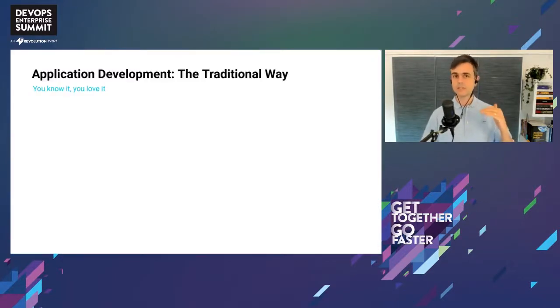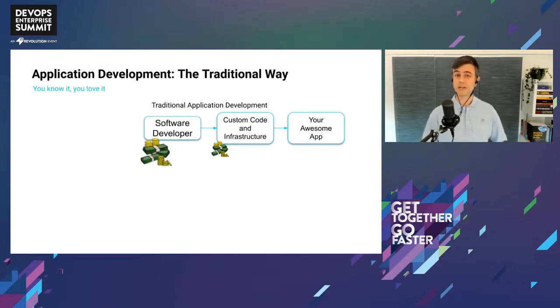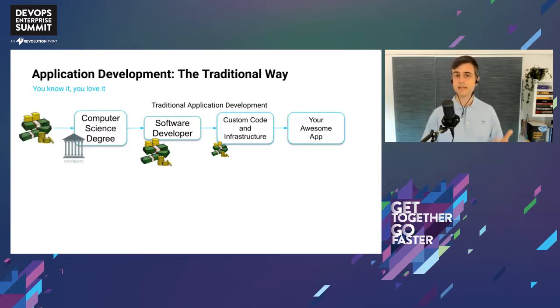So let's look first at traditional application development. You want to build an awesome app. How do you do it? First, you need to build custom code and infrastructure. And that's going to cost you some money, of course, but you need a software developer to do it. And they're going to cost a fair amount of money. They're hard to find, expensive to pay, and hard to retain. 13% year-over-year attrition in the tech industry. They, in turn, need to get their education from a computer science degree, typically from a reputable university, and that, in turn, requires a lot of money. So some of these things act as limiters on the talent pool.